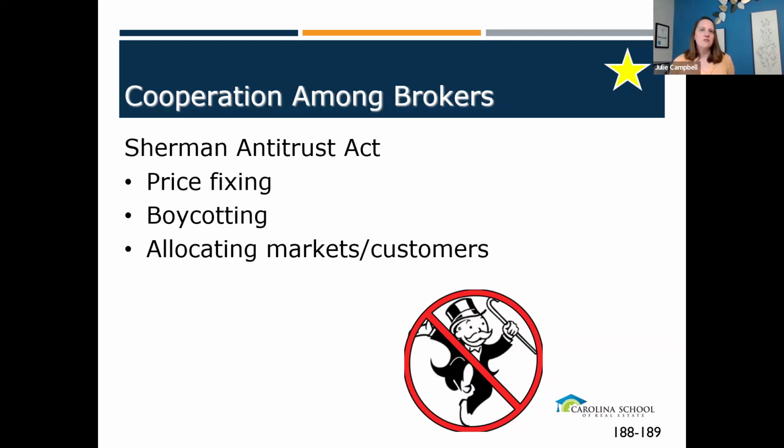What we can't do is divide that market. We cannot look at each other and say, I'm only going to work Forsyth, you're only going to work Guilford. We're never going to cross county lines. That's dividing the market, allocating the market. I have just as much right to go into Guilford as you have to come into Forsyth. I could wake up tomorrow and change my mind.